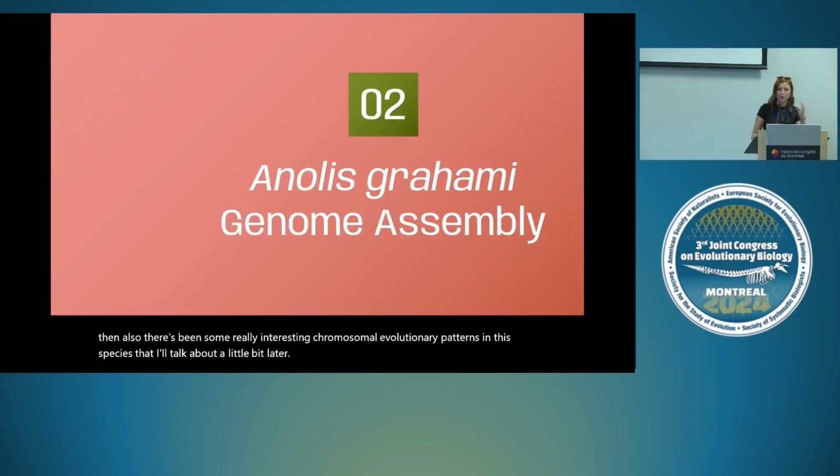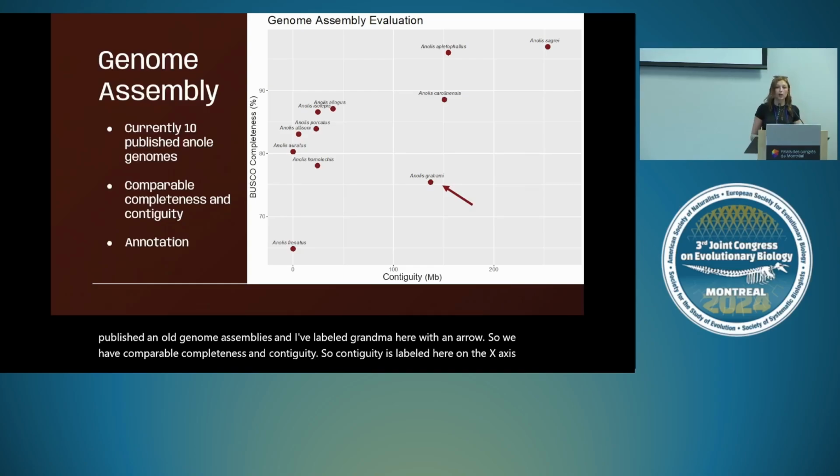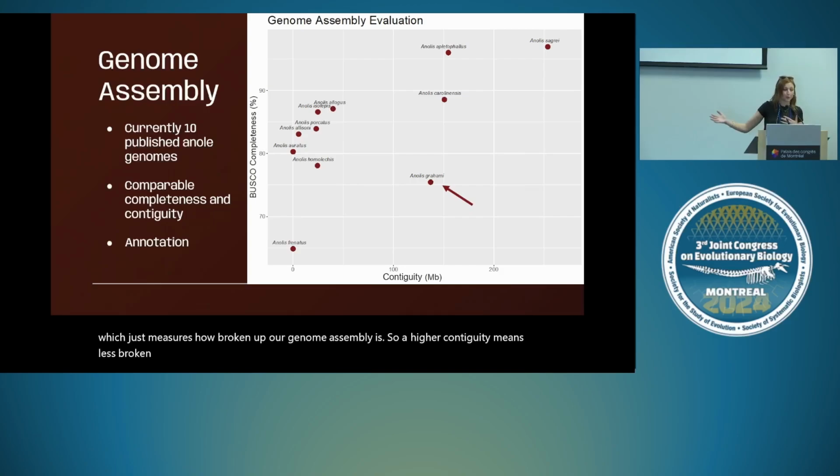So then I just want to briefly talk about our genome assembly. We currently have 10 published anole genome assemblies, and I've labeled grami here with an arrow, so we have comparable completeness and contiguity. Contiguity is labeled here on the x-axis, which just measures how broken up our genome assembly is. A higher contiguity means less broken up, and we're approaching chromosome scale ideally at the higher end of that scale. And so we have pretty good contiguity here.